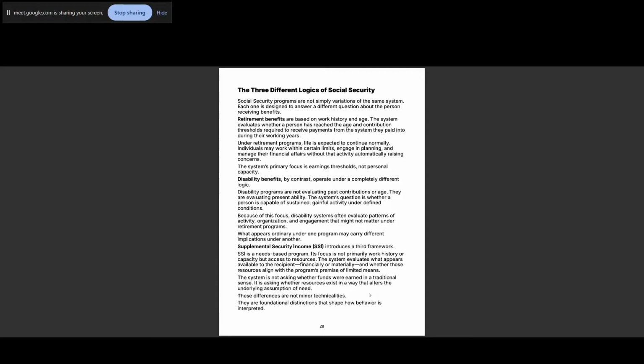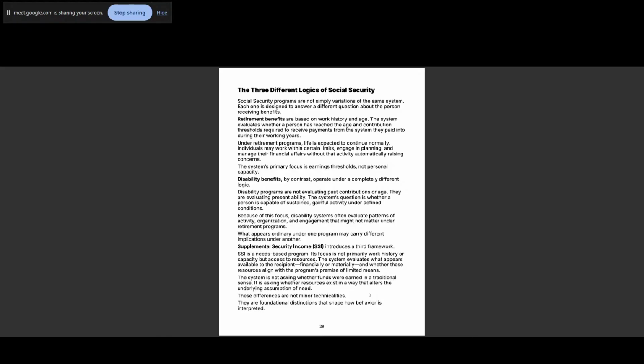The three different logics of Social Security. Social Security programs are not simply variations of the same system. Each one is designed to answer a different question about the person receiving benefits. Retirement benefits are based on work history and age. The system evaluates whether a person has reached the age and contribution thresholds required to receive payments from the system they paid into during their working years. Under retirement programs, life is expected to continue normally. Individuals may work within certain limits, engage in planning, and manage their financial affairs without that activity automatically raising concerns. The system's primary focus is earning thresholds, not personal capacity.